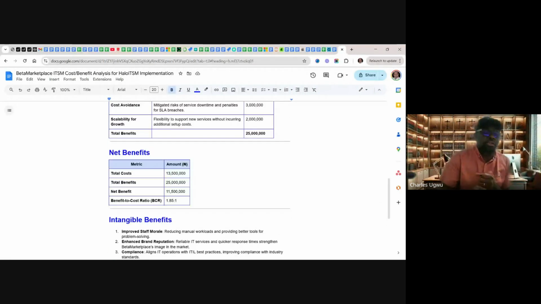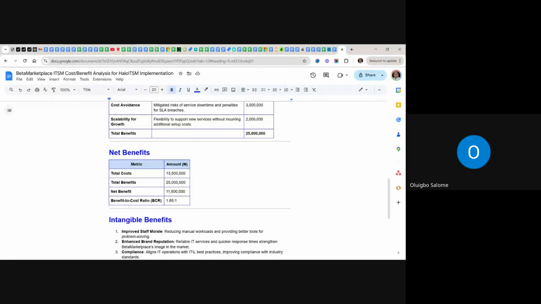And here you see net benefit. That's how this one is being captured. Mr. Charles, can I say something? Yes.